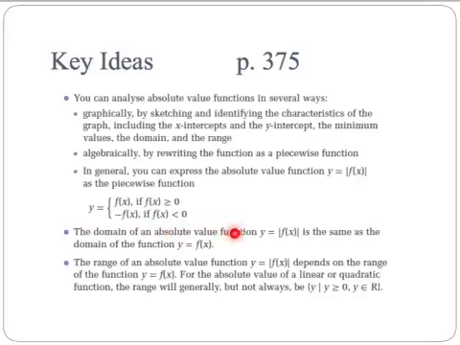The domain of an absolute value function is the same as the domain of this. Okay. The range of an absolute value function, okay, depends on the range of this function. For the absolute value of a linear or quadratic function, the range will generally, but not always, be this. Okay, so like we saw in our examples, the two examples that we did, and more often than not, it's just going to be y is greater than or equal to 0 when y includes all real numbers.